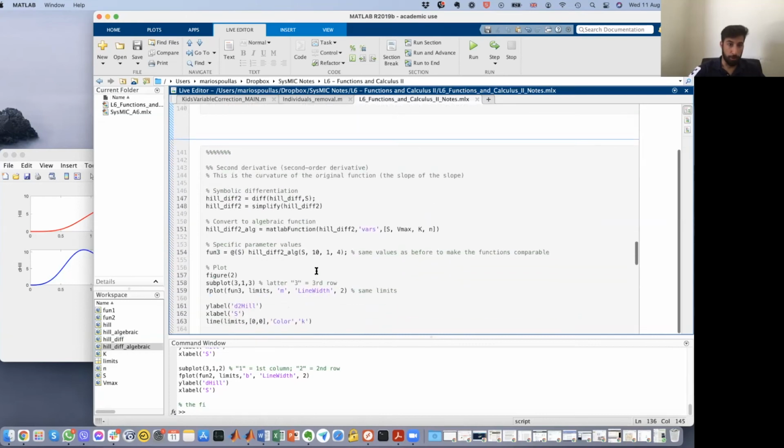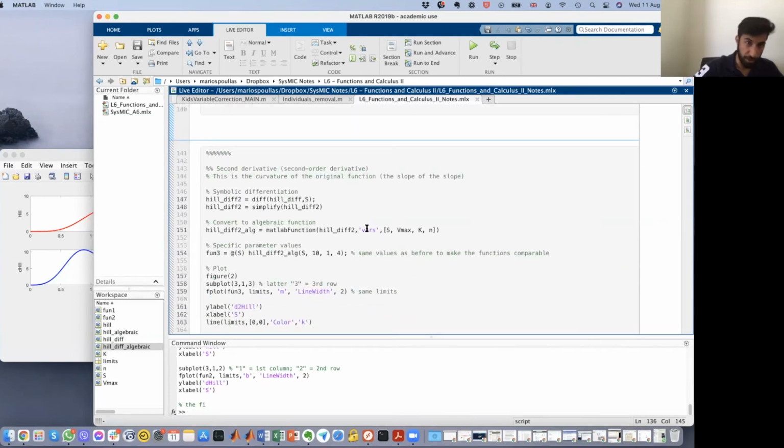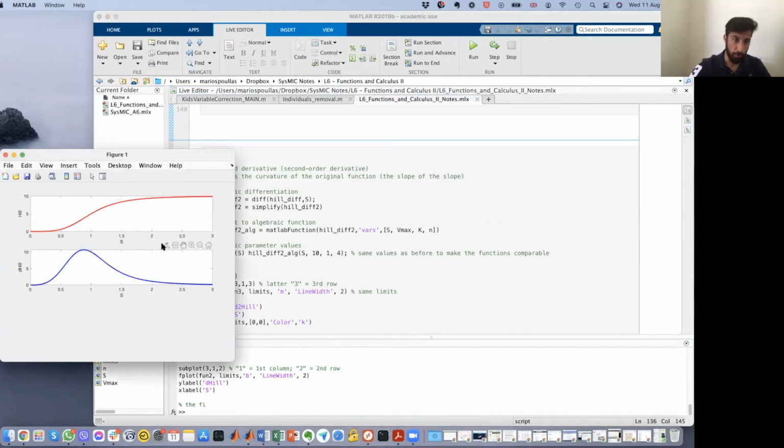Now we are gonna proceed to the second derivative, the second order derivative. And basically this is the curvature of the original function. It's basically the slope of the slope. So this time we are gonna describe the slope of the blue curve here, which is the slope of the red line on the top.